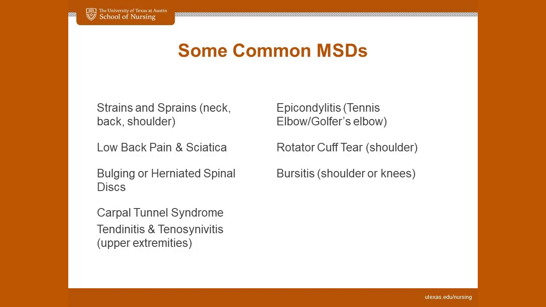Here are some examples of some common MSDs: strains and sprains in the neck, back, and shoulder, low back pain and sciatica, bulging or herniated spinal discs, carpal tunnel syndromes such as tendonitis and tenosynovitis in the upper extremities, epicondylitis such as tennis elbow or golfer's elbow, rotator cuff tears in the shoulder, and bursitis in the shoulder or knees.